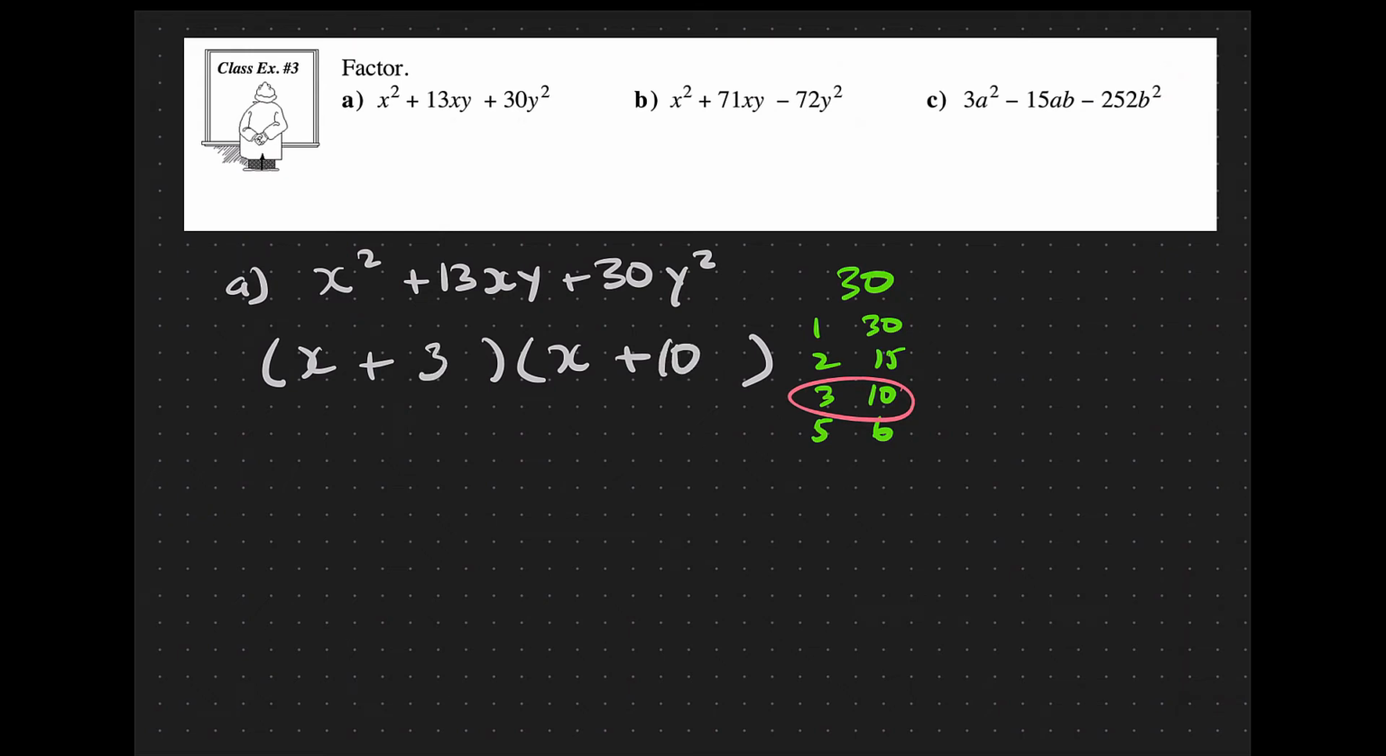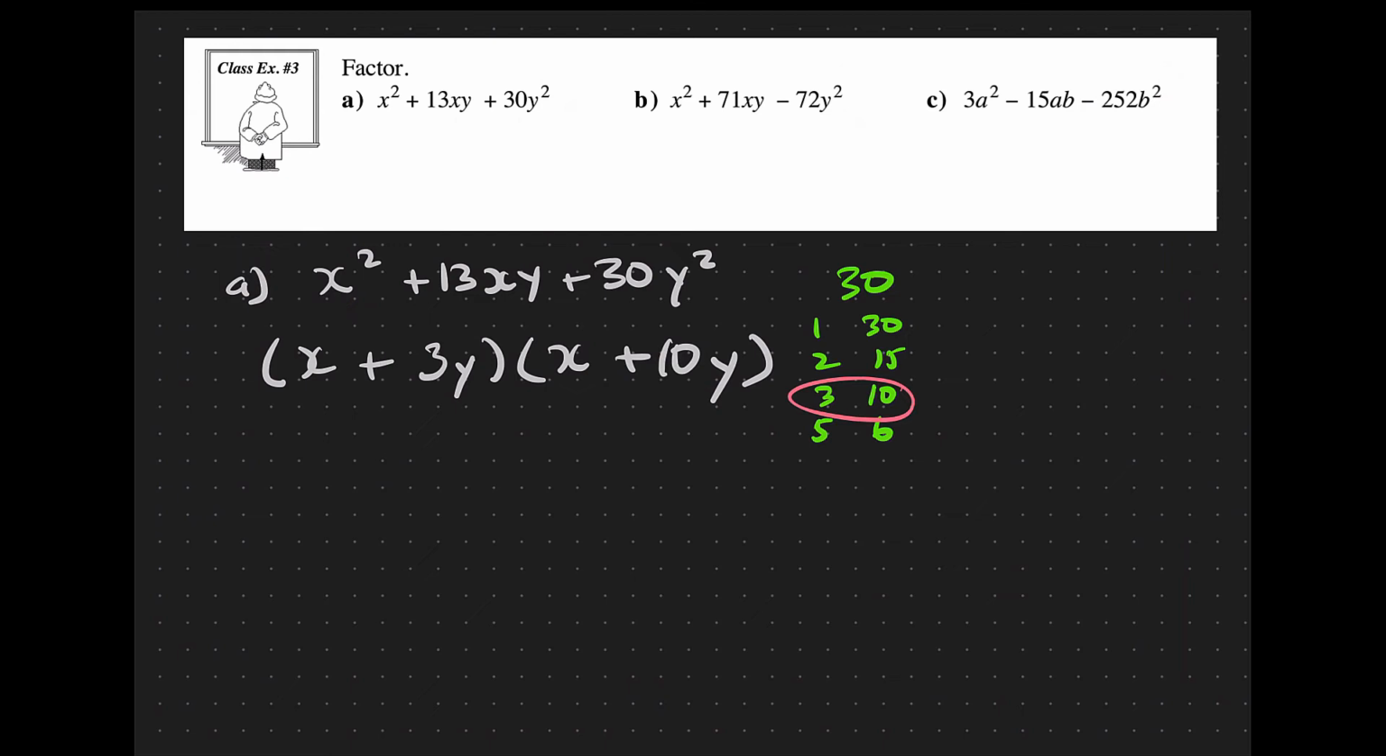Now the only difference here is that I've got that y there. So really all I need to do is just add a y to that second term of each binomial. Now let's just test things out to make sure that when I expand this, I get back to my original.